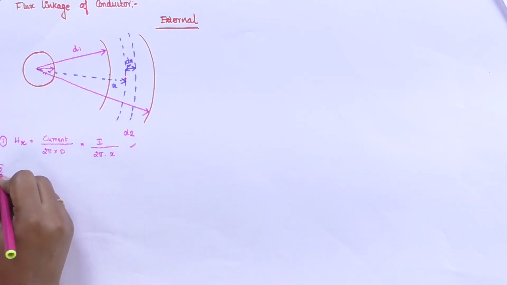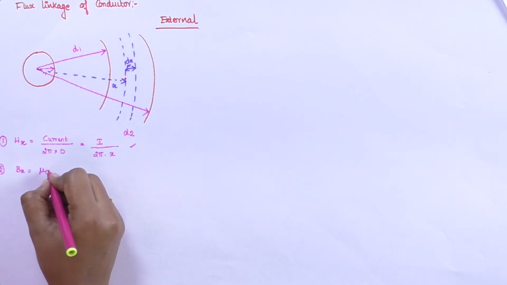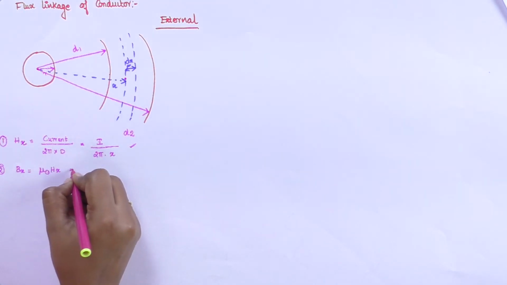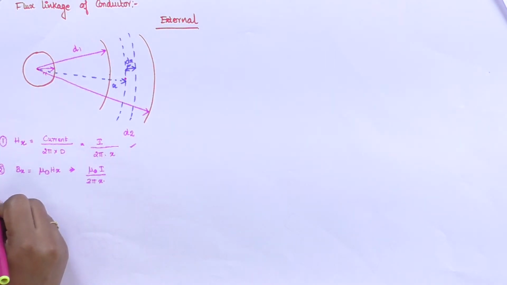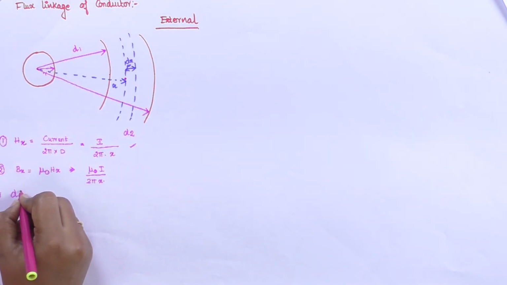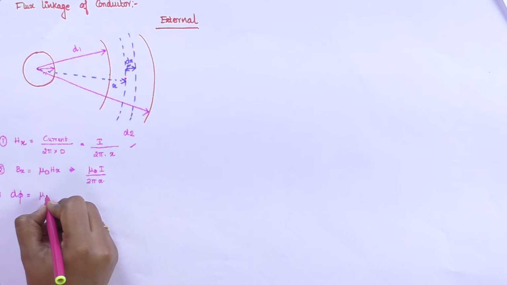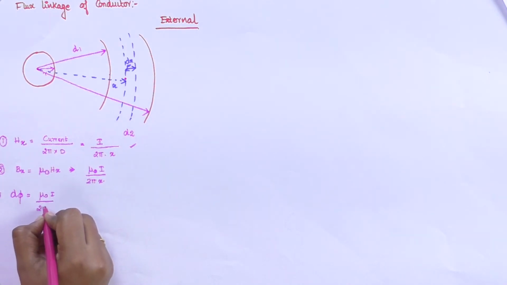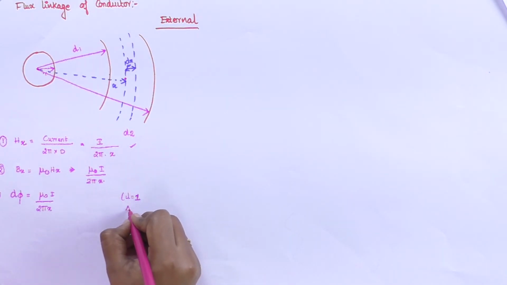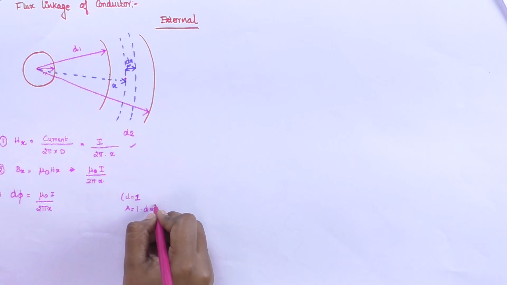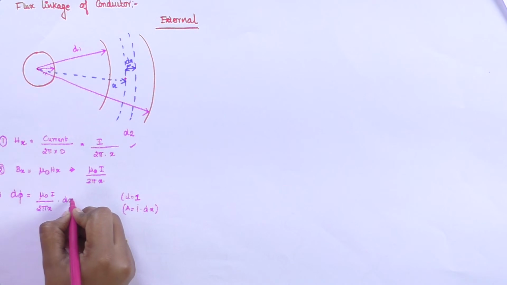Okay. Next, the second term is the flux density. So Bx is equal to mu r, which will be 1, so mu naught into Hx. Therefore this is mu naught I divided by 2 pi x. The third step we calculate the same as the internal steps. These steps follow in the external also. d phi is equal to mu naught I divided by 2 pi x, where L is equal to 1. Since L is equal to 1, and the area is equal to L into the breadth, which is the radius, L into dx, L is equal to 1 as I told before. So it will be dx.